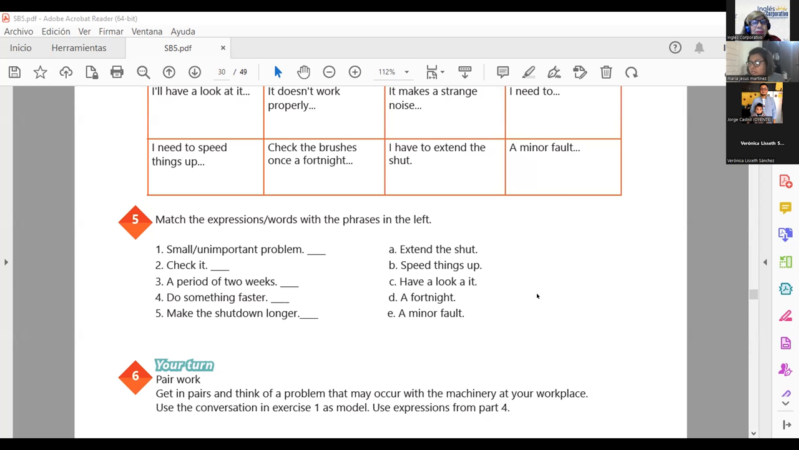Okay, guys, I need that you give me the answers right now. If someone hasn't finished, you can listen and finish. Okay, number one, what is a small and important problem? A. A or E? E. E. Right? E. Yes. Can you please tell me the expression, not the letter? What is letter E? A minor fault.